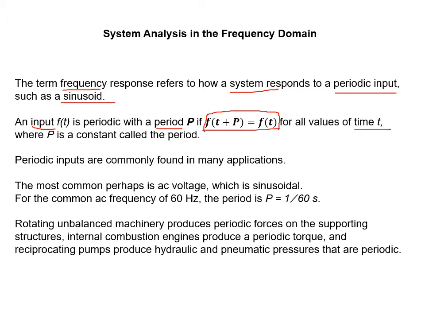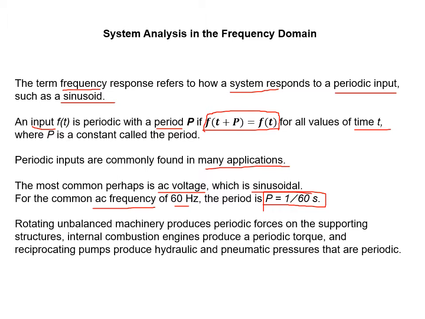There are many different applications in which we might see these periodic inputs. We'll go over a couple of those as we continue through the lecture. But one of the most important of these could potentially be AC voltage. This is sinusoidal, and for a common AC frequency of 60 hertz, we can find our period by saying the period is 1 over our frequency. So period is equal to 1 over 60 seconds.